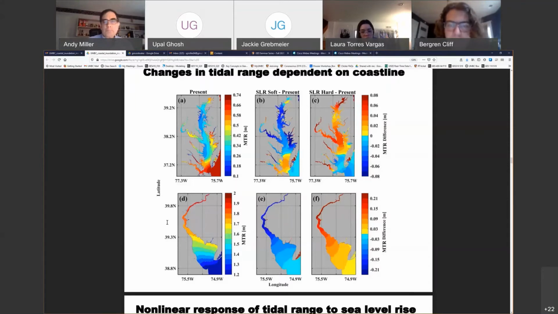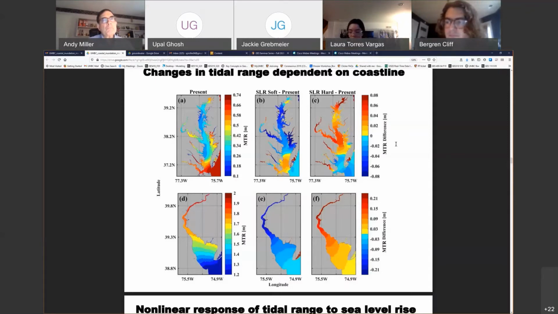The question is, if we have 1 meter of sea level rise with soft shoreline scenarios, how is the tidal range going to change? Here is Chesapeake Bay. You can see that the tidal range in the lower bay actually increases somewhat, by a few centimeters, but in the middle bay and upper bay, it decreases by about 8 centimeters. On the other hand, if you put in hard shoreline and do not allow the water to spill over those seawalls, you get a little bit of reduction in the lower bay, but the tidal range in the mid-upper part of the bay increases by up to about 8 centimeters.